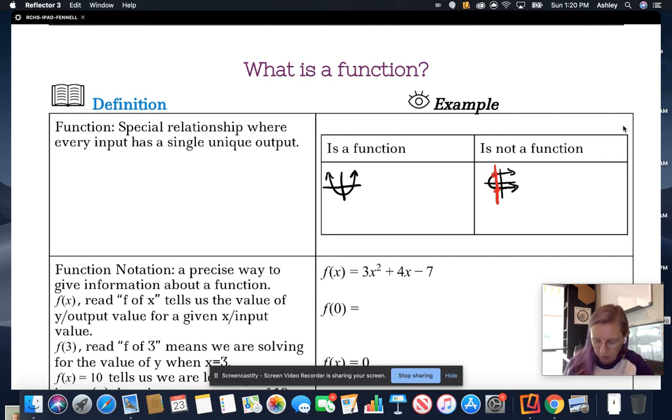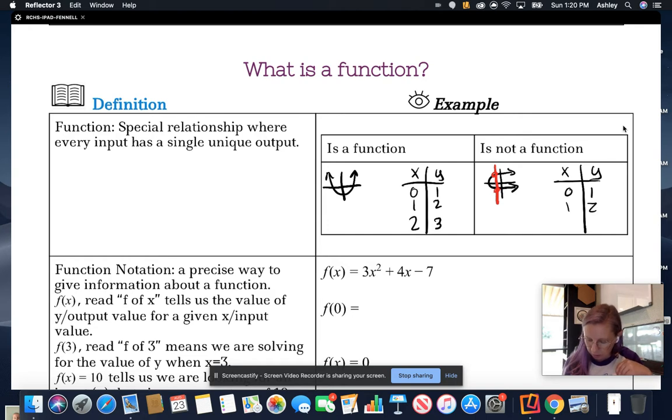So if you think about an XY chart, input is our x value, output is our y value. So if we have 0, 1, 2, and 1, 2, 3, every input has one and only one output. However, if I were to do a similar chart over here and do 0, 1, and 1, 2, and 2, 3, and 0, 5. Well, now I have a 0 with an output of 1 and a 0 with an output of 5. And that is not okay because I want to know exactly what output I will get when I press that 0 button. So I cannot get two different outputs, one and only one output.